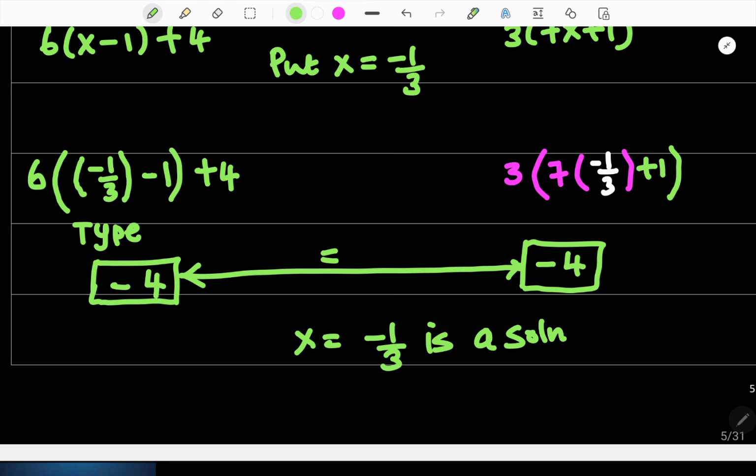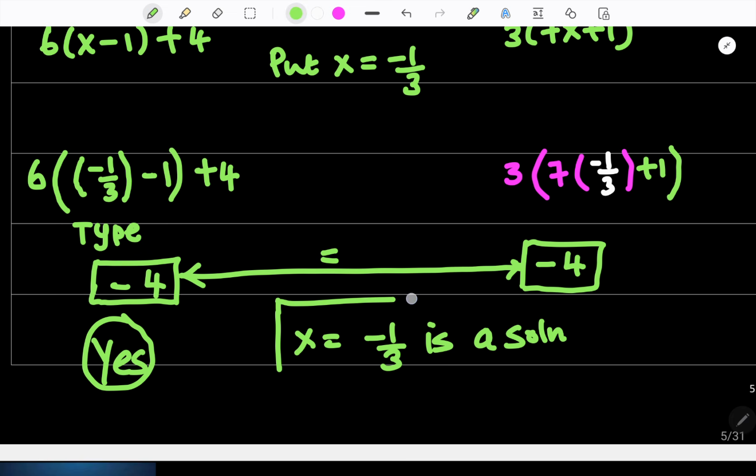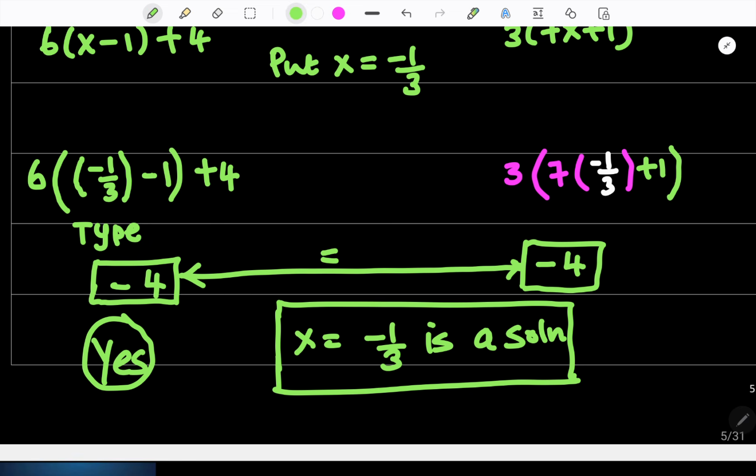Teacher, do I need to write this in English? No need. Just write at least the single word yes. If you write yes, it's okay for you, right? So negative 1 over 3 is a solution. Clear? Right. So let me put a neat box. Okay, right. Let's go to the next question.